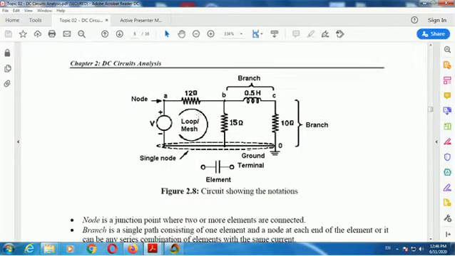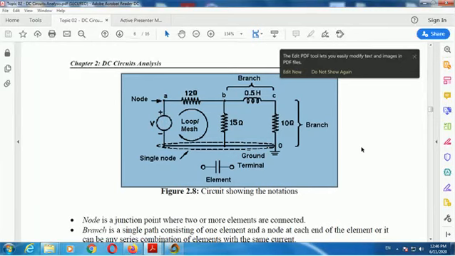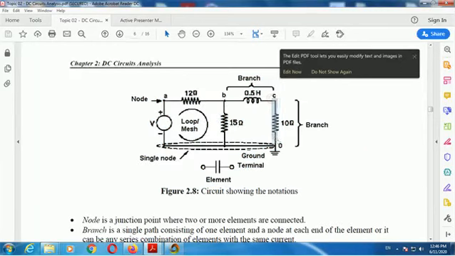This is called a node. This one is a node, and this one is also a node. This whole thing is a single node, the same point. Then this one is a branch. This is called a branch, this is called a branch, and this one is also a branch. Okay?